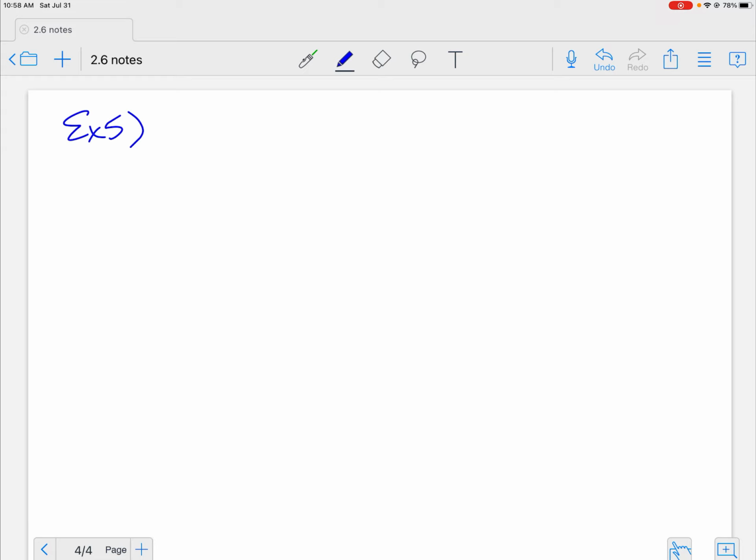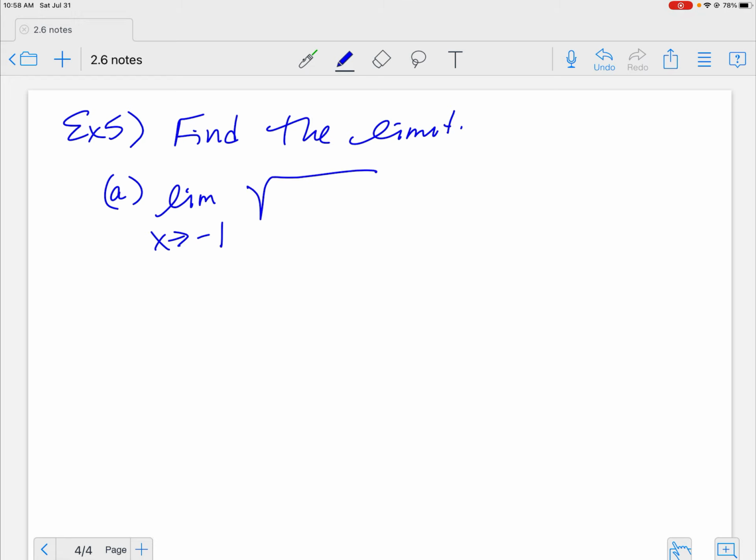I again want to find the limit. If I take the limit as x approaches -1 of the square root of 2x squared minus 1, what do I do? Yes, plug it in, right? Are you feeling like we keep beating this exact same drum over and over again? Because we are. Because that's the way it works. Plug it in. So, this is the square root of 2 times -1 squared minus 1.